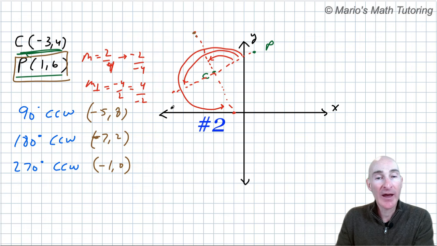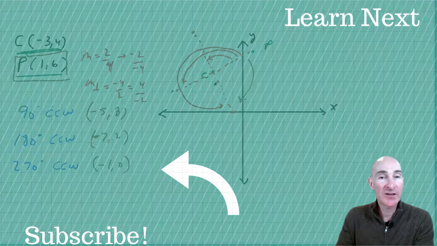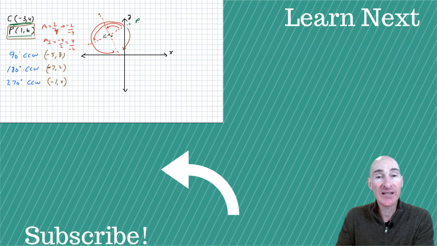Now, sometimes students will ask, what happens if I'm going clockwise? Well, if you were to go 90 degrees clockwise about this center of rotation, that's the same as a 270 degree counterclockwise. So you just kind of have to know the difference, clockwise, counterclockwise. But if you use this slope method and you have a graph, it's an easy way to do it.